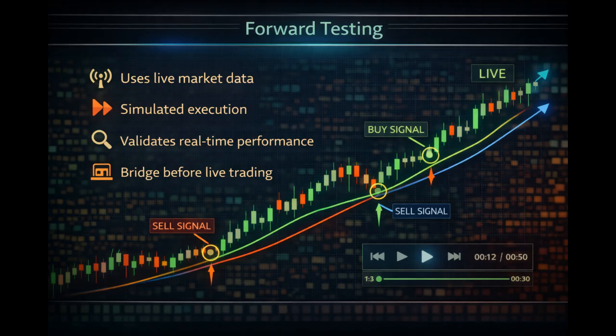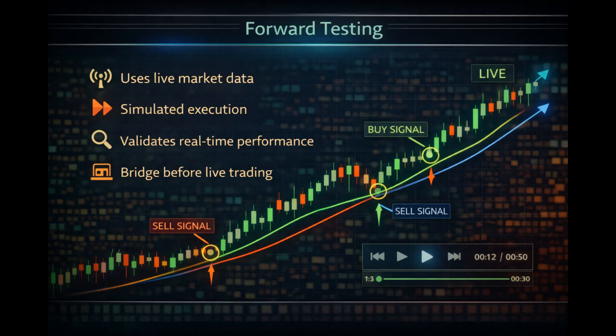Profit factor. Profit factor compares total profits to total losses. A profit factor greater than 1 indicates that the strategy is profitable. Maximum drawdown. Drawdown measures the largest decline in account equity during the testing period. Trade frequency. Trade frequency shows how often the strategy generates trading signals. Monitoring these metrics helps determine whether the strategy is stable and reliable.